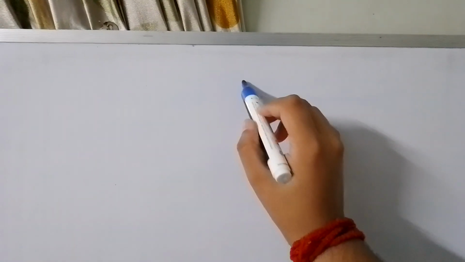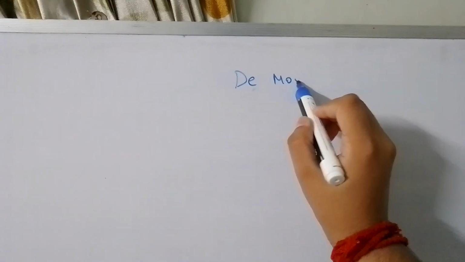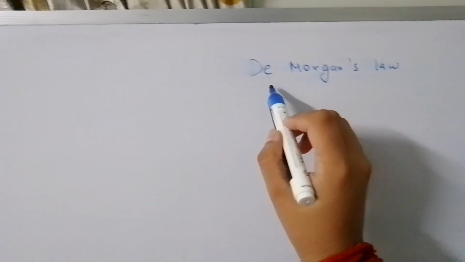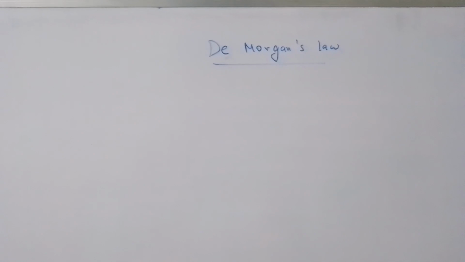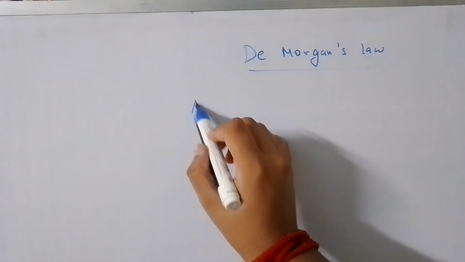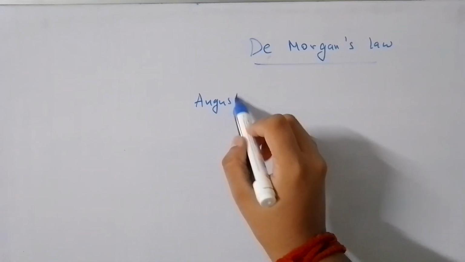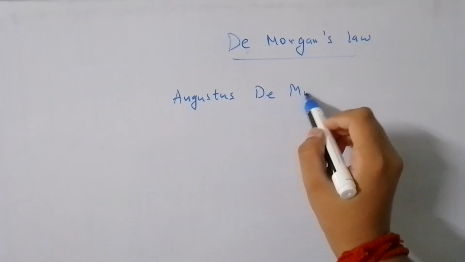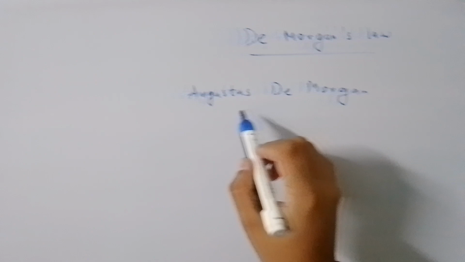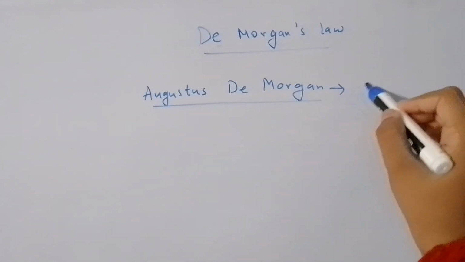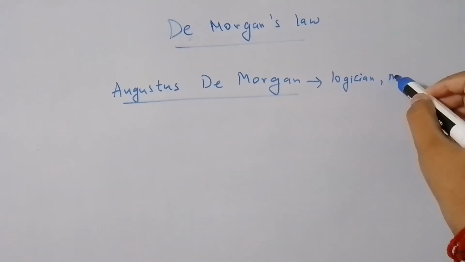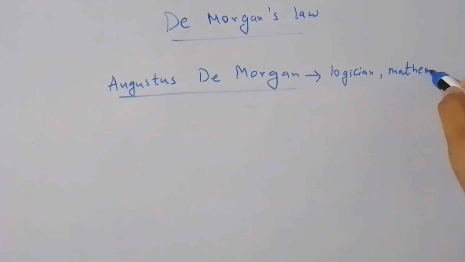Hello everyone. Today I will be showing you De Morgan's law. There was a mathematician, Augustus De Morgan, who was a logician and a mathematician.